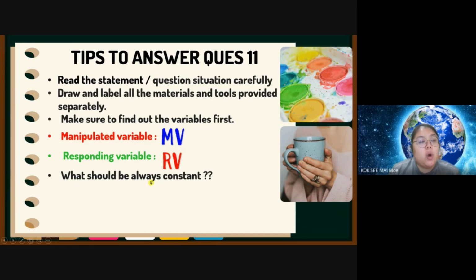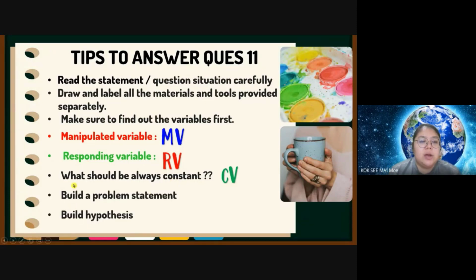So what should always be constant? You need to ask yourself. If you find the MV, you find the RV, then you need to find what should be constant for this one experiment. So the constant, we call it a constant variable. Okay, constant variable. So after that, you need to build a problem statement.